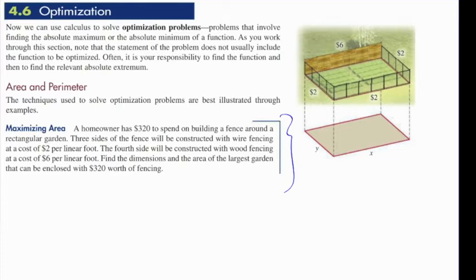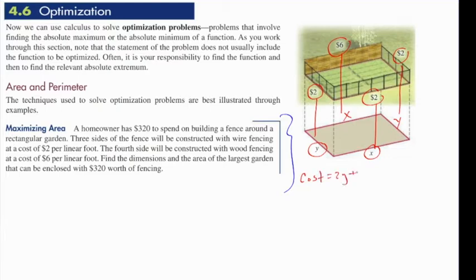So if we look at the image they gave us here, they're using the variable y for the width and the variable x for the length. So we can rewrite those variables on the other sides that weren't labeled. And we see that we have $2 times y, $2 times x, $2 times y, and $6 times x for the one wooden side. This lets us put together our cost equation.